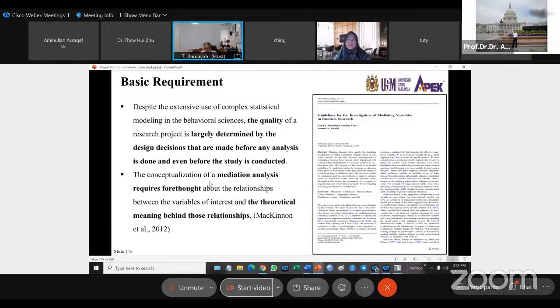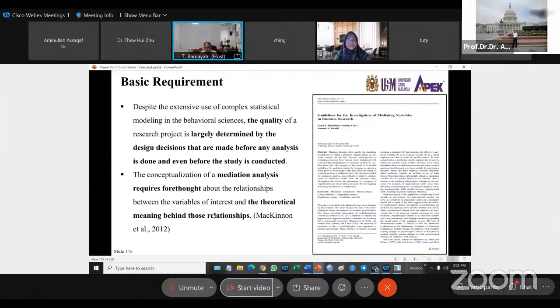which is very important, and it is the crux of mediation analysis. The conceptualization of a mediation analysis requires forethought about the relationship between the variables of interest and the theoretical meaning behind those relationships. The key word is theoretical meaning.